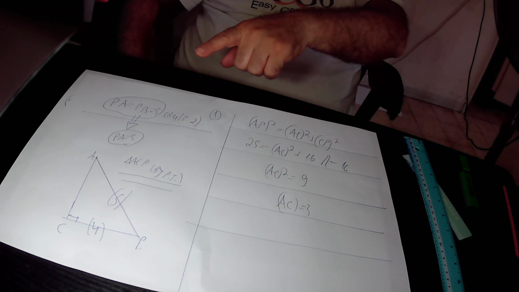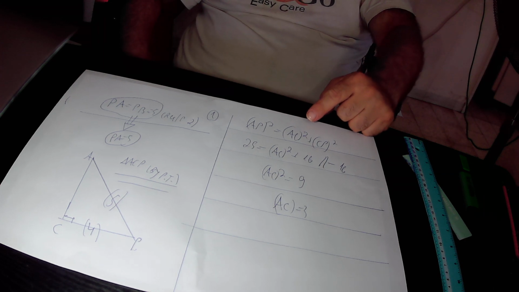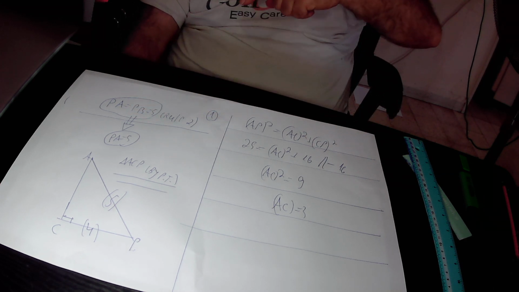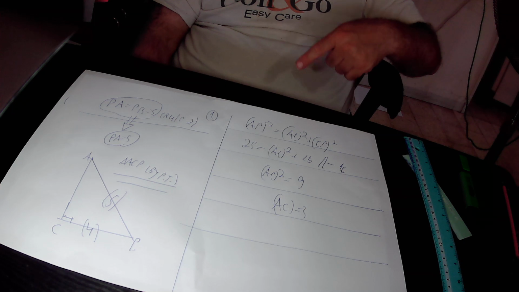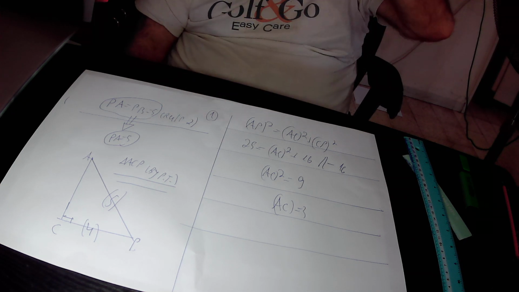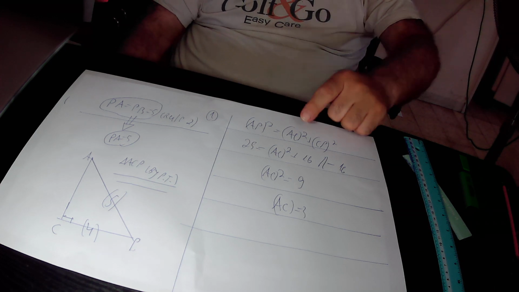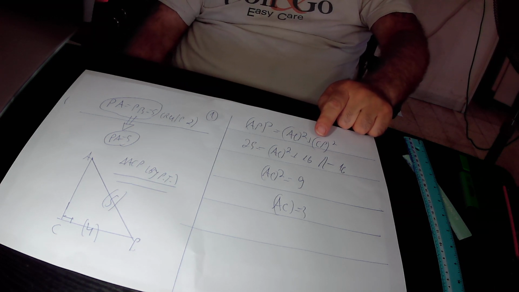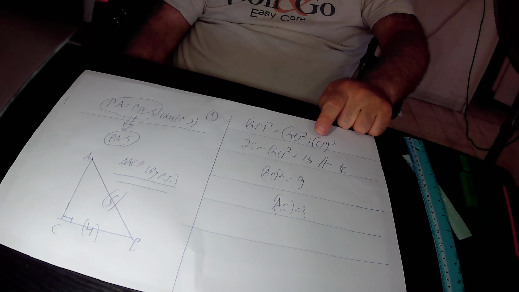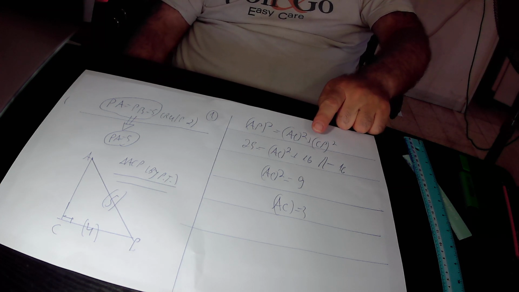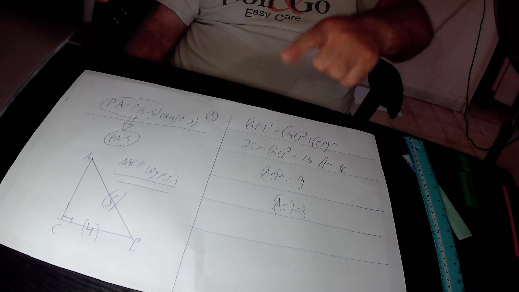AP is 5, therefore AP squared is 5 squared, that is 25, and it equals AC squared, AC is the missing side so we leave it as it is, plus CP squared. CP is 4, therefore CP squared is 4 squared, that is 16. So in total, 25 equals AC squared plus 16. Here we subtract 16, and we find that AC squared equals 25 minus 16, that is 9. So AC squared equals 9.